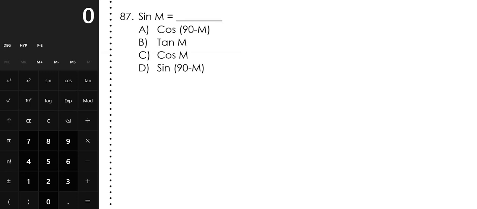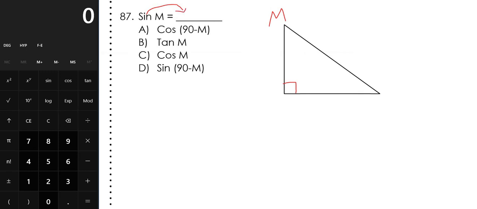Now, what I want you to think about is they're still going to be talking about the sine and cosine of complementary angles. So if I have my right triangle and I'm going to label that my angle M is at the top, and I'm going to put my right angle symbol. So they're asking me, well, what's the sine of M going to be equal to? And using that rule of sine and cosine of complementary angles, I'm going to replace sine with cosine.